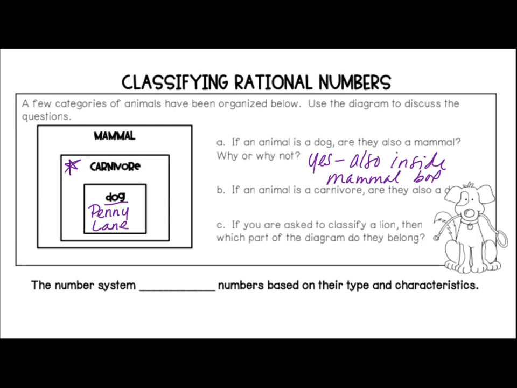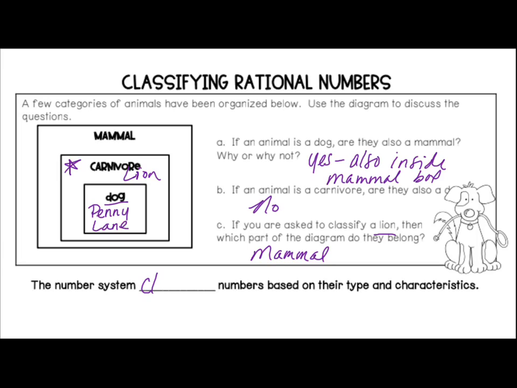If we have an animal that's a carnivore, are they also a dog? Well, no, because you can be inside the carnivore box, yet not be inside the dog box. But if you're inside the carnivore box, that means you're also a mammal, right? If we think about a lion, we would write that lion inside the carnivore box, but not in the dog box. As you can see, that lion also sits inside the mammal box. So the lion is a carnivore and a mammal, but not a dog.